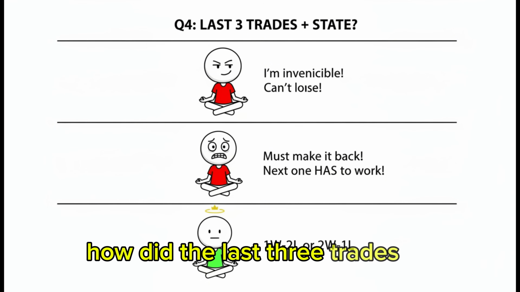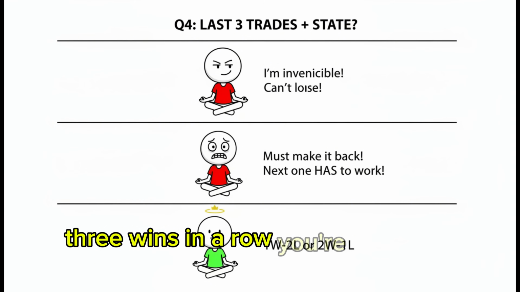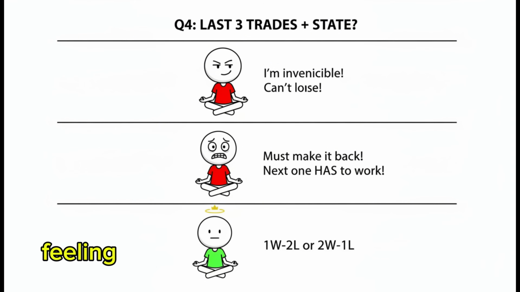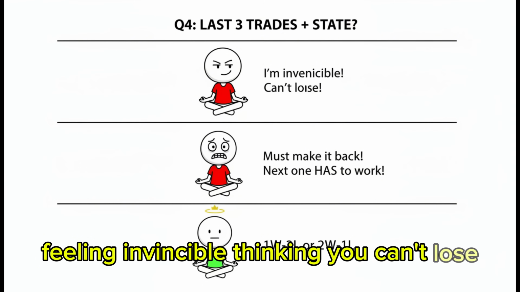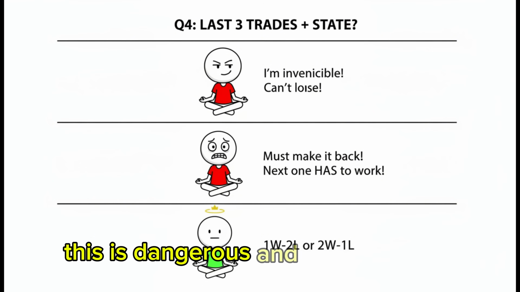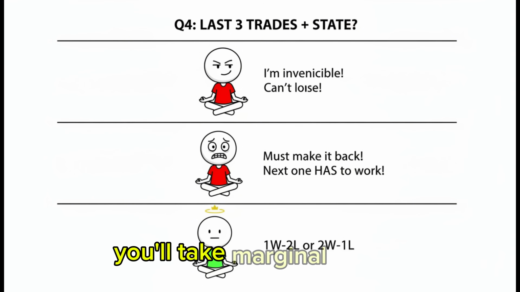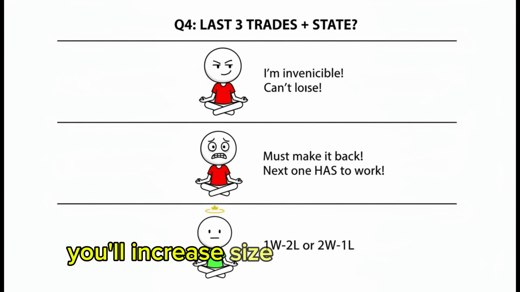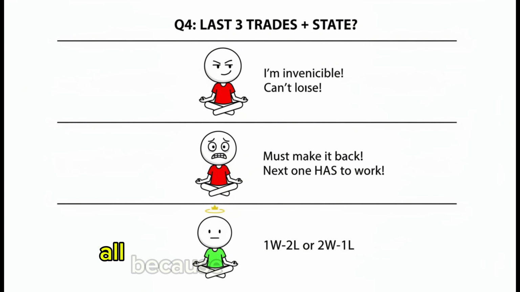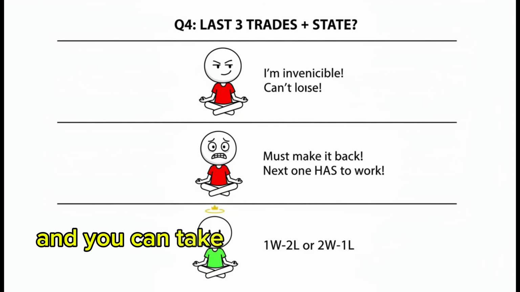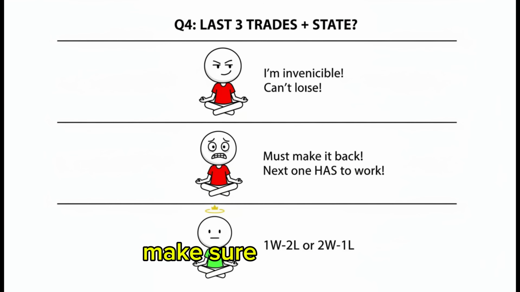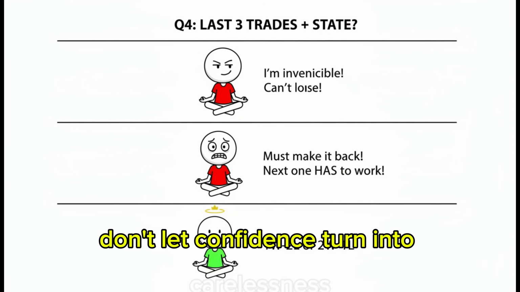How did the last 3 trades go? 3 wins in a row. You're probably overconfident. Feeling invincible. Thinking you can't lose. This is dangerous. And you know this, because overconfidence makes you sloppy. You'll take marginal setups. You'll increase size. You'll skip steps. All because you're riding high. If you just won 3 in a row, be extra careful on the next trade. Your mistake potential has increased, and you can take precautions to prevent this. Make sure it's perfect. Don't let confidence turn into carelessness.